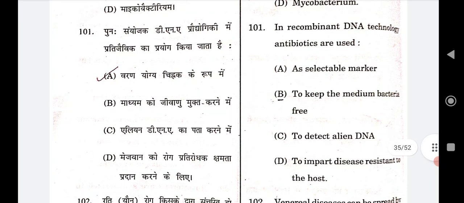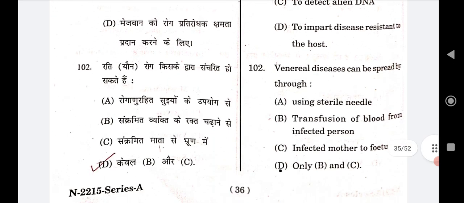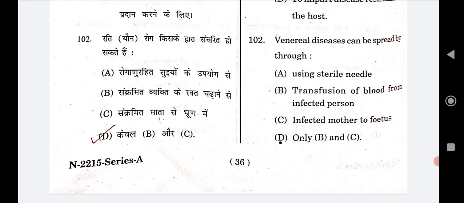In recombinant DNA technology, antibiotics are used as a selectable marker. A is the correct one here. Venereal diseases can be spread through, so the correct option will be transfusion of blood from infected person as well as infected mother to fetus. So only B and C. D is the correct option here.